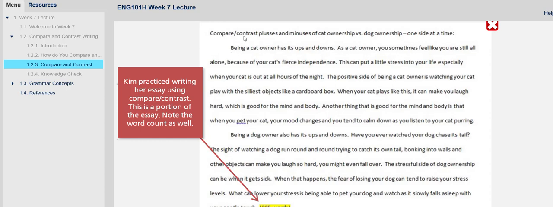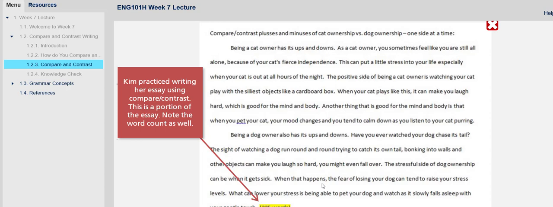So here the person talks first about their cat, then they talk about their dog. Being a dog owner also has its ups and downs. Have you ever watched your dog chase its tail? The sight of watching a dog run round and round, trying to catch its own tail, bonking into walls and other objects, can make you laugh so hard you might even fall over.